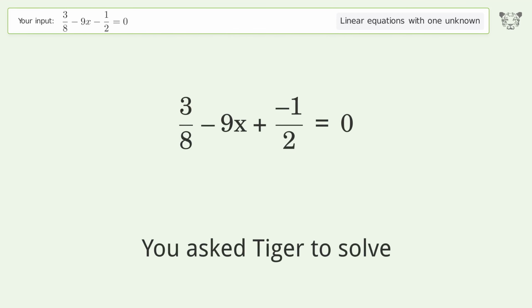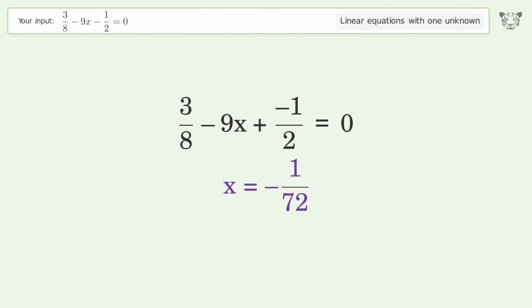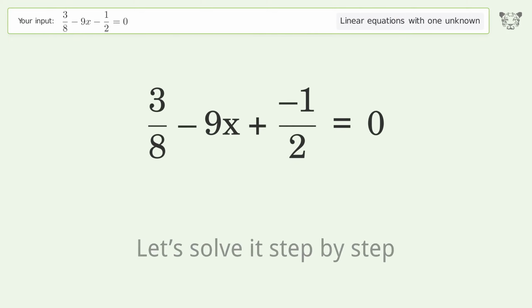You ask Tiger to solve. This deals with linear equations with one unknown. The final result is x equals -1/72. Let's solve it step by step.